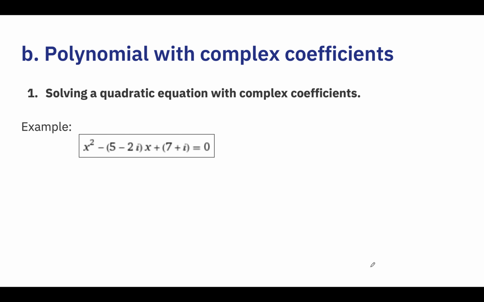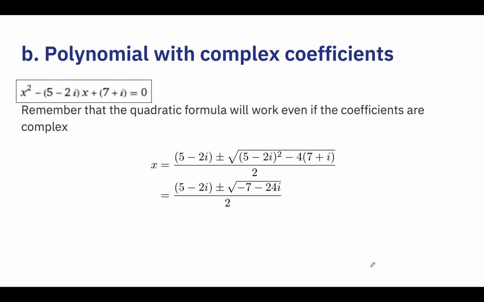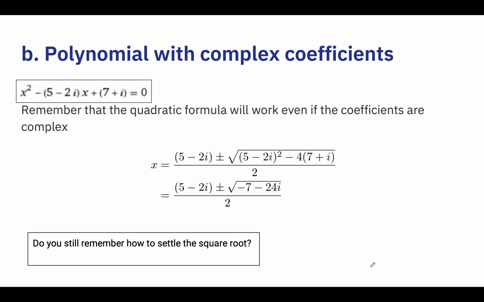For example, consider a quadratic equation with complex coefficients, like x squared minus (5 minus 2i)x plus (7 plus i). Okay, remember that the quadratic formula will still work even though the coefficients are complex. It is the complex conjugate theorem that doesn't work. Right, so we can still substitute into the quadratic formula and we'll get something like this. Next we have to learn how to settle the square root here, because this can't be our final answer, right?